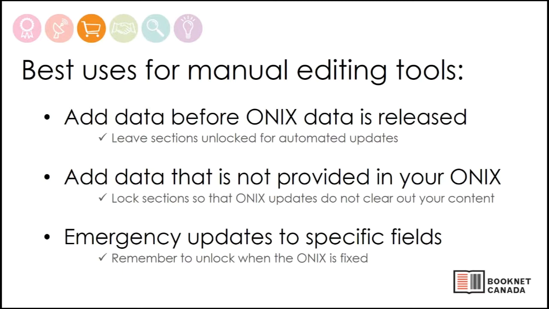There is a time delay between the time that a decision is made at a publisher to make a change to data and the time that the data is submitted out to BiblioShare, processed, and then updated to CataList. So some publishers only provide once a week, some even less. So if that processing time is going to be a problem, you can emergency lock it, but you should remember to unlock those fields once the ONIX is fixed.